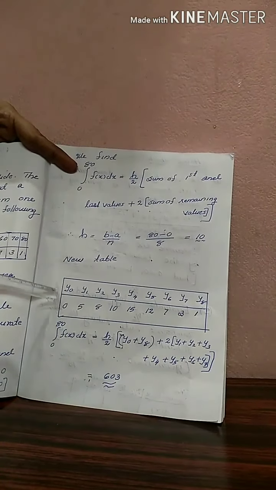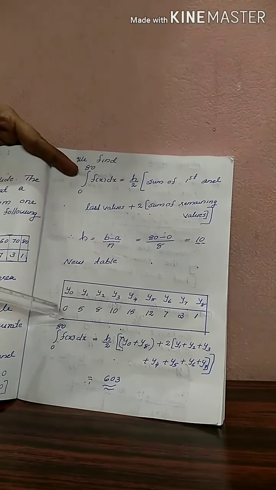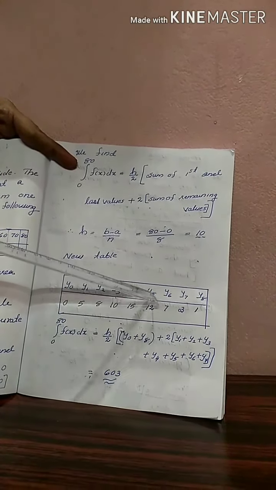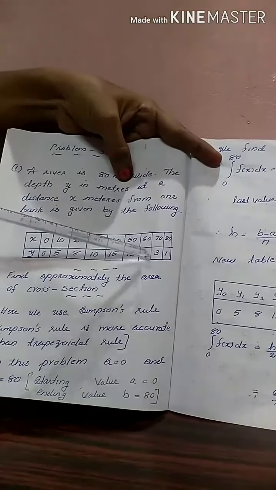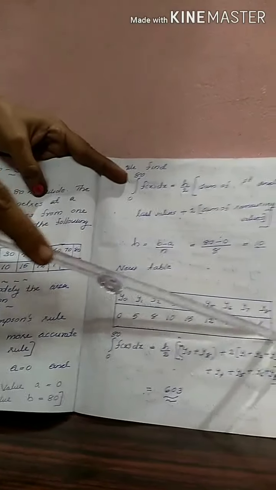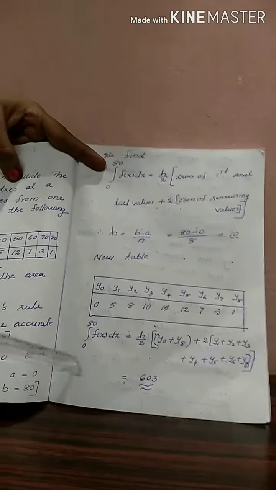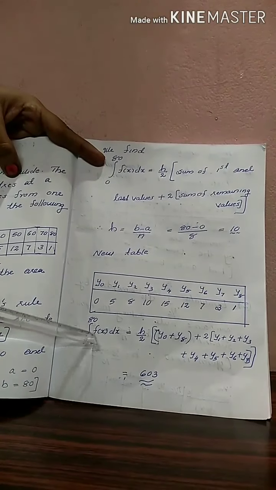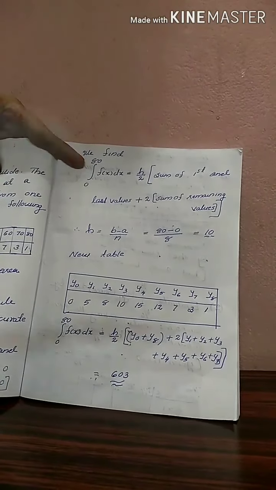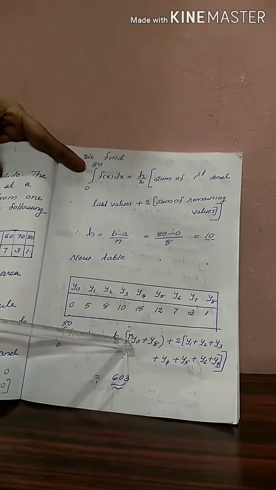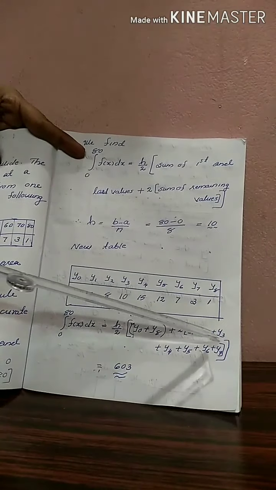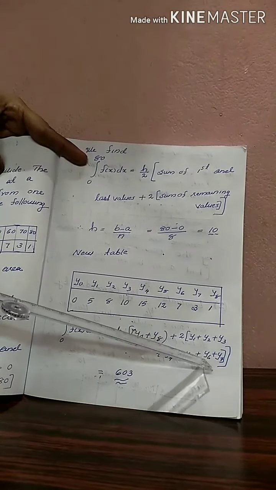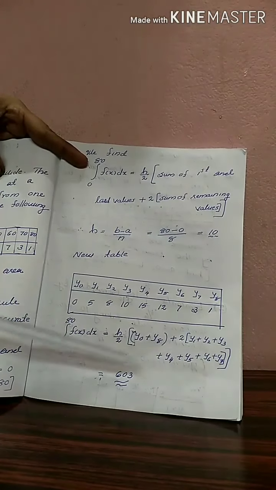Now construct a table for the y values: y0, y1, y2, y3, y4, y5, y6, y7, y8. These values are given: 0, 5, 8, 10, 15, 12, 7, 3, 1. Write these values. Then the Simpson's rule: the integral from 0 to 80 of f(x) dx is equal to h by 2 into (y0 plus y8), that is the first and last values, plus 2 into the remaining values, that is the sum of y1, y2, y3, y4, y5, y6, y7.